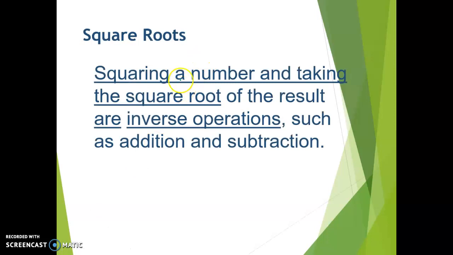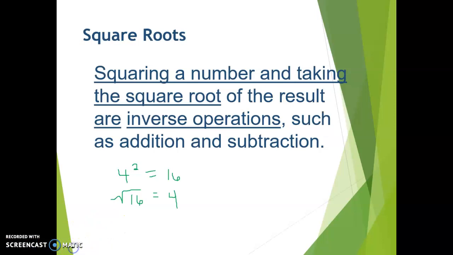Squaring a number and taking the square root of the result are inverse operations. Like addition and subtraction are inverse, and multiplication and division are inverse. So taking 4 squared is 16, and then if we want to undo that, to the inverse operation, we would take the square root of 16, which would bring us back to 4. So if we ever want to undo a square number, we take the square root.